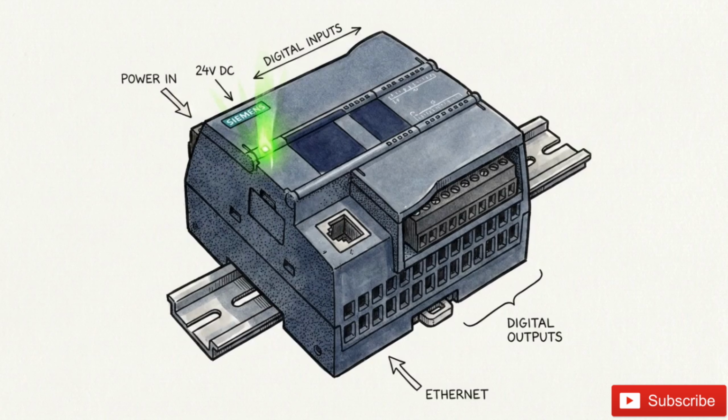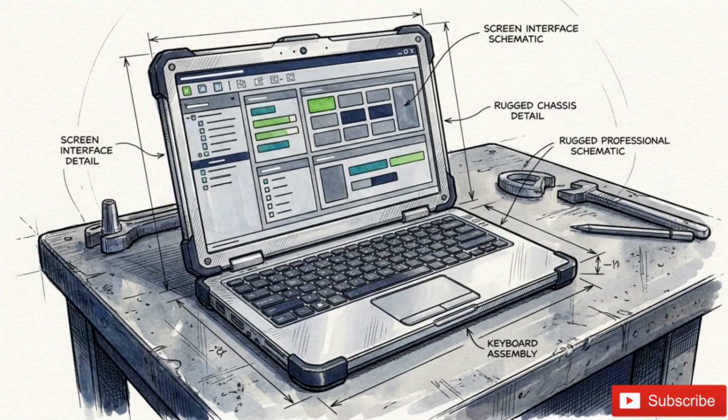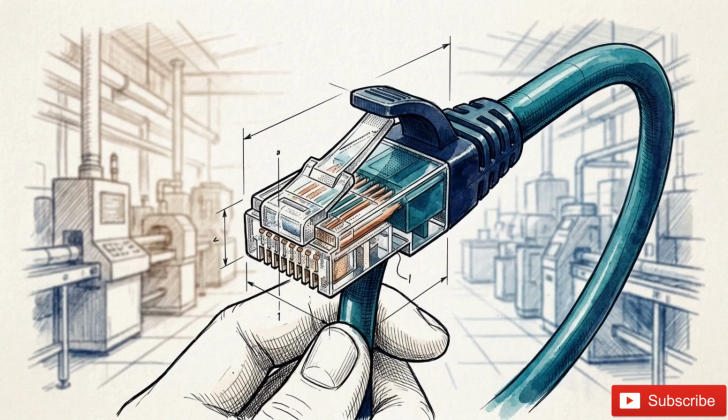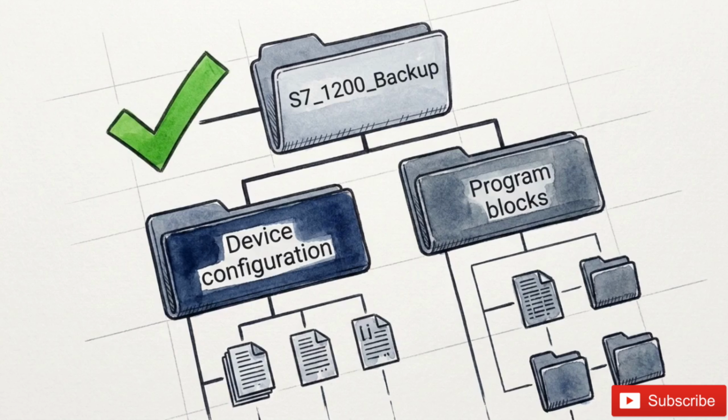This procedure requires a powered PLC, a computer running TIA Portal, and a standard Ethernet cable. Securing both layers together ensures the system can be accurately restored or modified in the future.